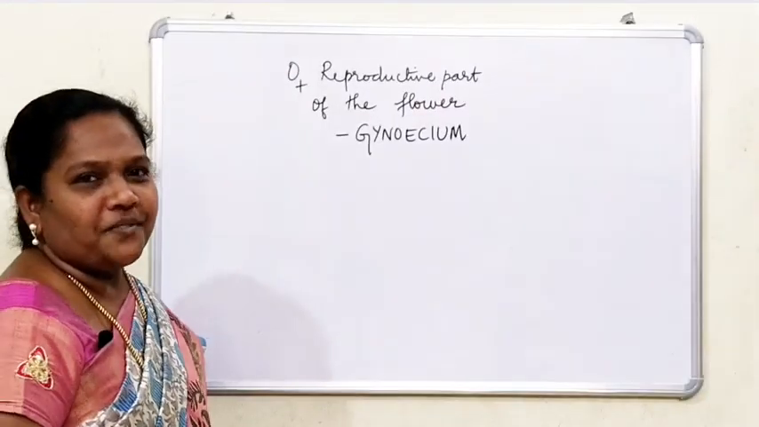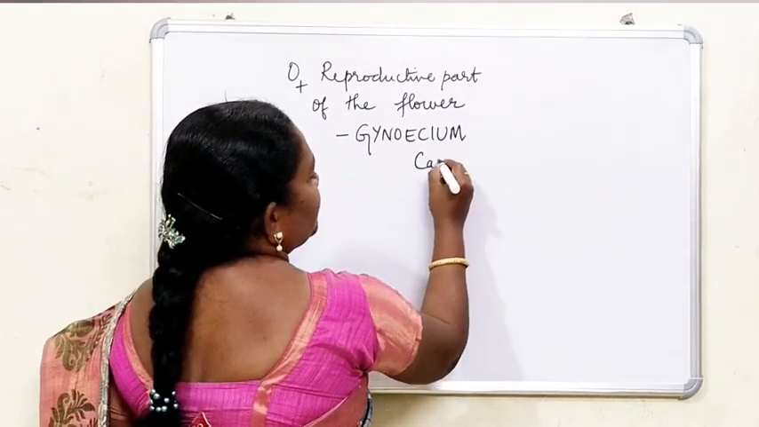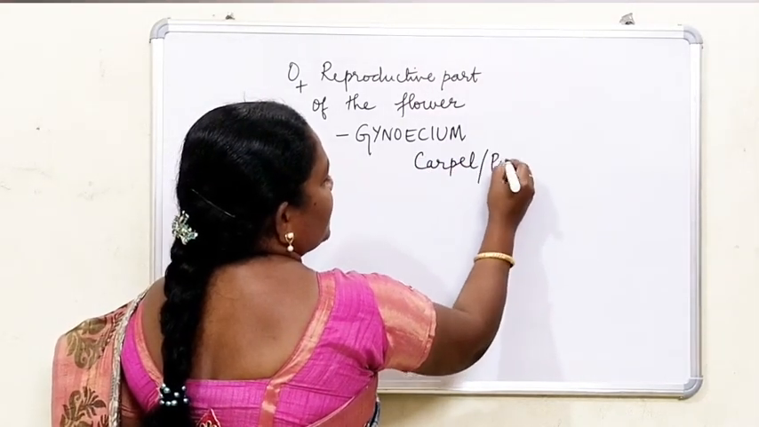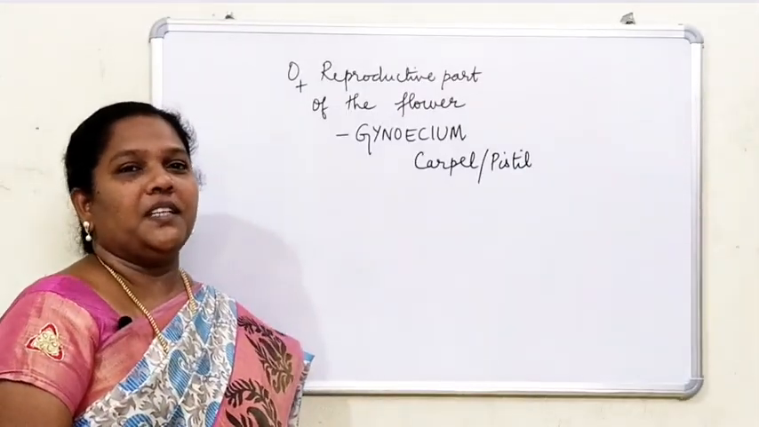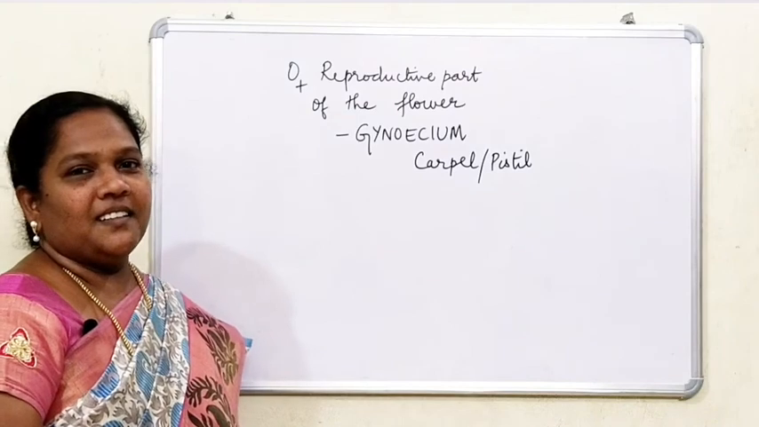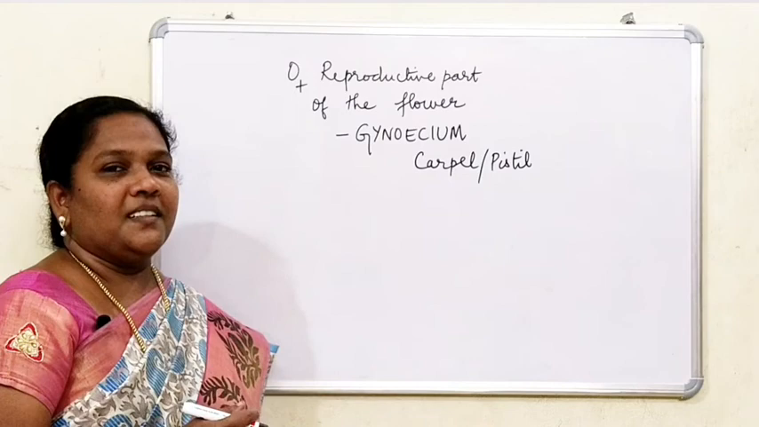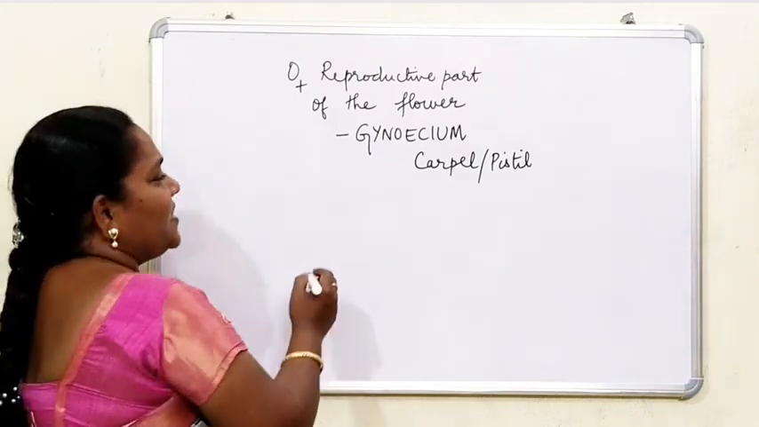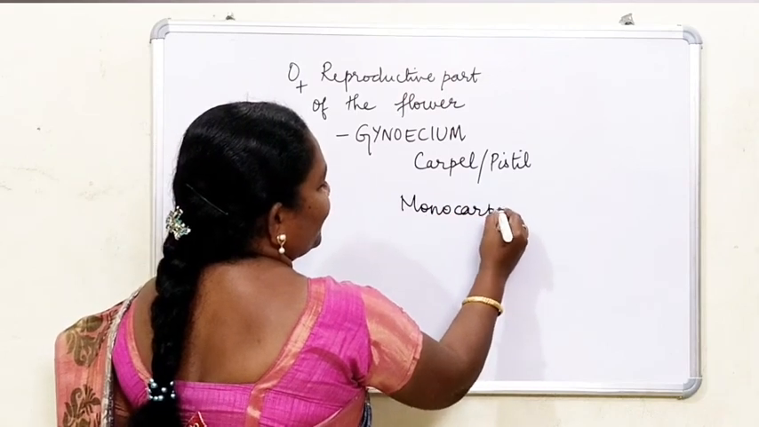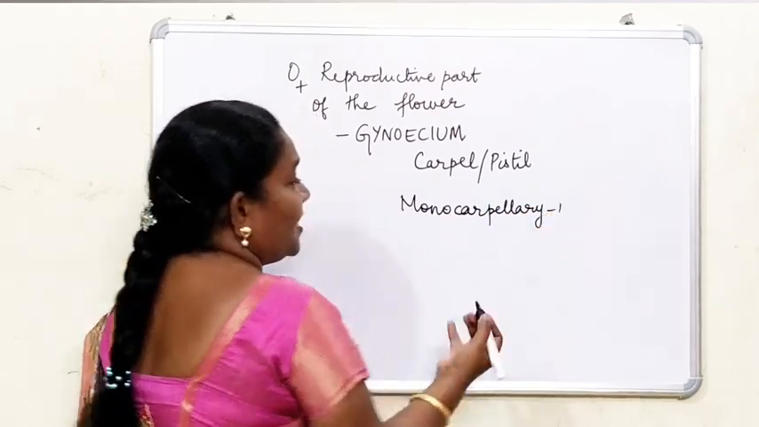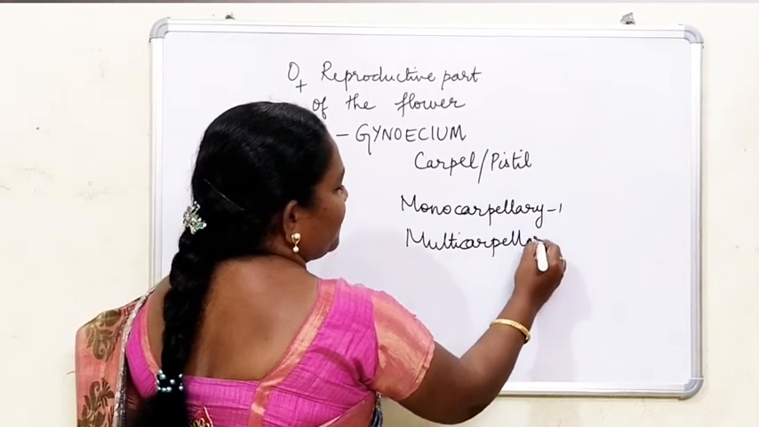So when you look at the structure of the Gynoecium, normally this Gynoecium is called as carpel or pistil. Right? So depending on the number of the carpels, it is called as monocarpellary, bicarpellary, tricarpellary or multicarpellary. If it is only one, you call that as monocarpellary. If it is many, in that case, you call it as multicarpellary.